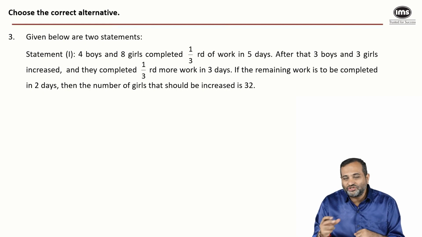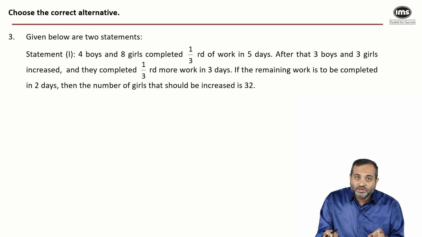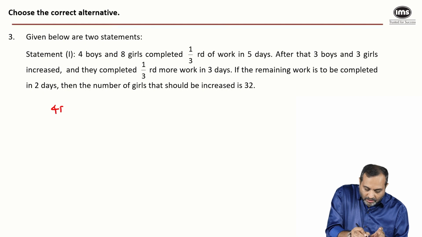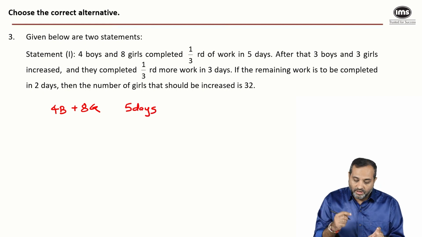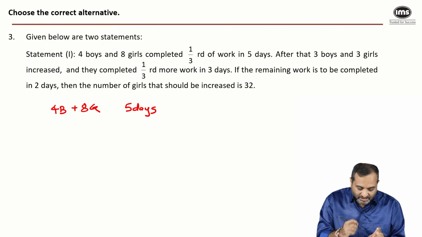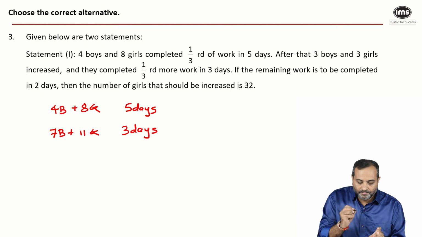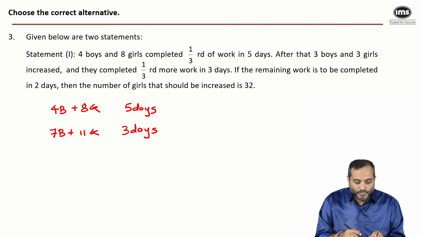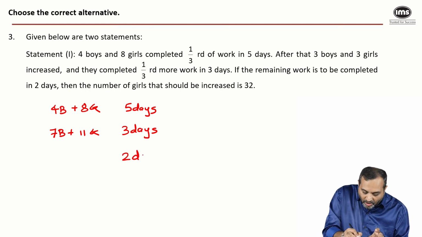First of all, I have 3 sets of data. Can I say every time I'm doing 1/3, 1/3, 1/3 work? So let's ignore that work now. First thing, first condition, 4 boys and 8 girls can do a piece of work in 5 days. Now, 3 boys and 3 girls are increased. That means, can I say 7 boys and 11 girls can do the piece of work in 3 days? If the remaining work is to be completed in 2 days, then the number of girls to be increased is how much?